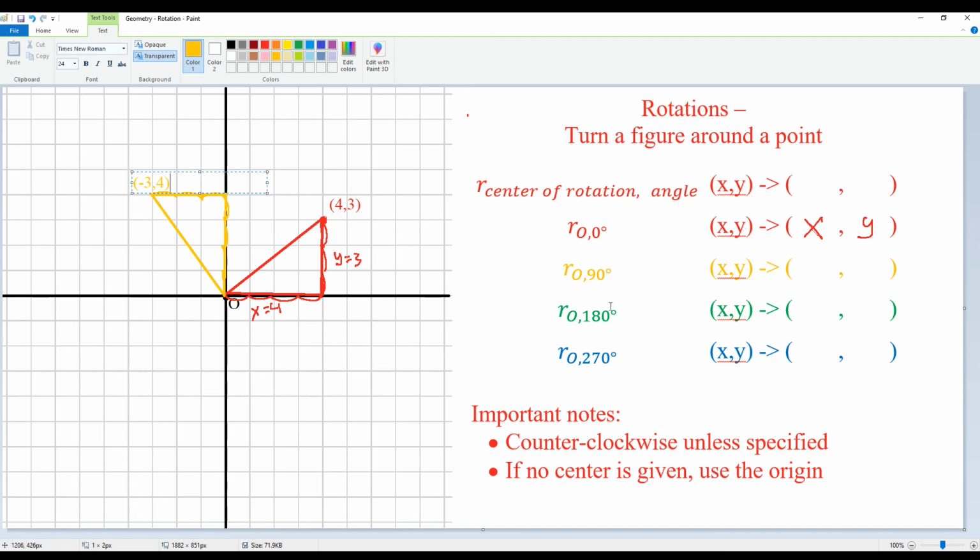So what happened to my coordinates? I switched their places and then I changed one of the signs. So instead of counting 4 horizontally, I counted 4 vertically. So I switched the coordinates' places.